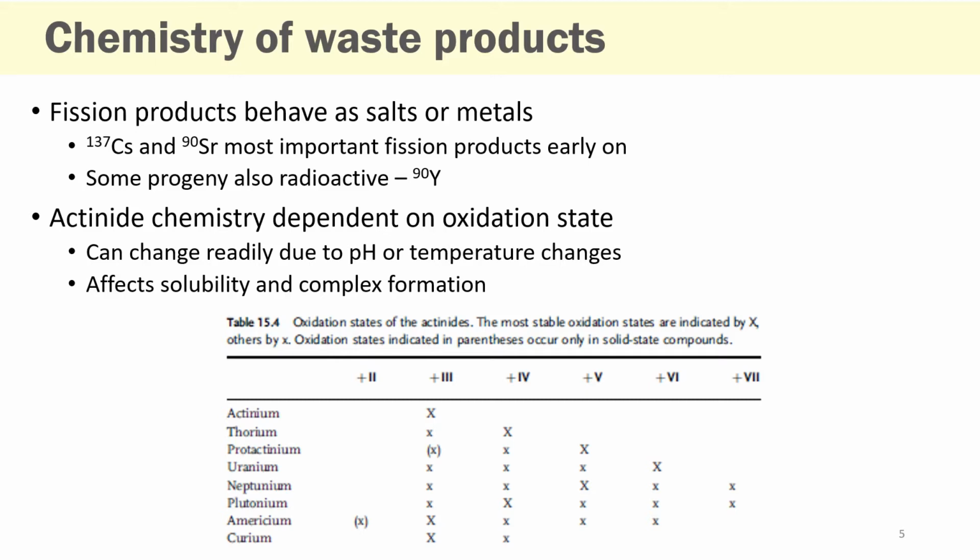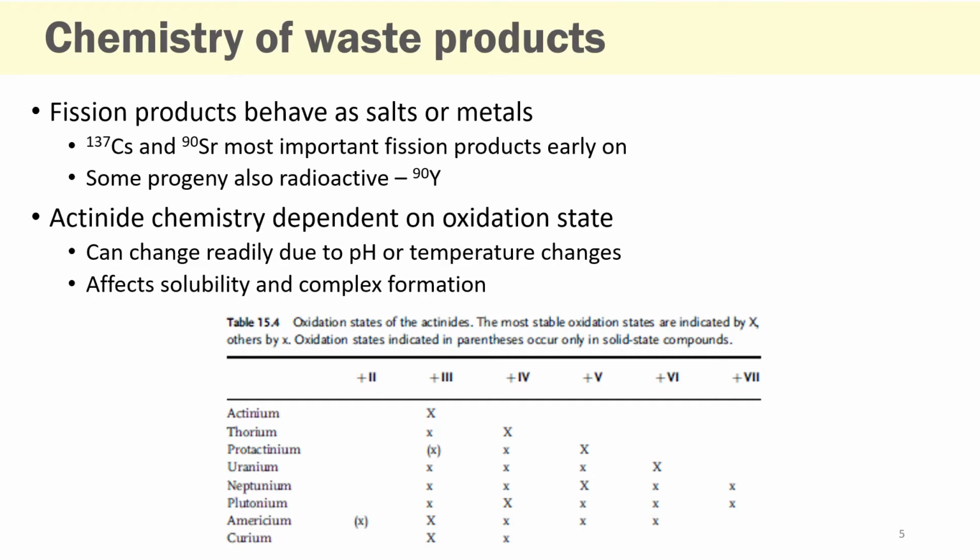Actinide chemistry is also dependent upon oxidation states. The most stable oxidation state for actinides changes depending on the pH or chemical reactions around it. The least soluble actinide oxidation state is +4. Therefore, precipitates can form at very low concentrations. This actinide chemistry affects the solubility and complex formation.